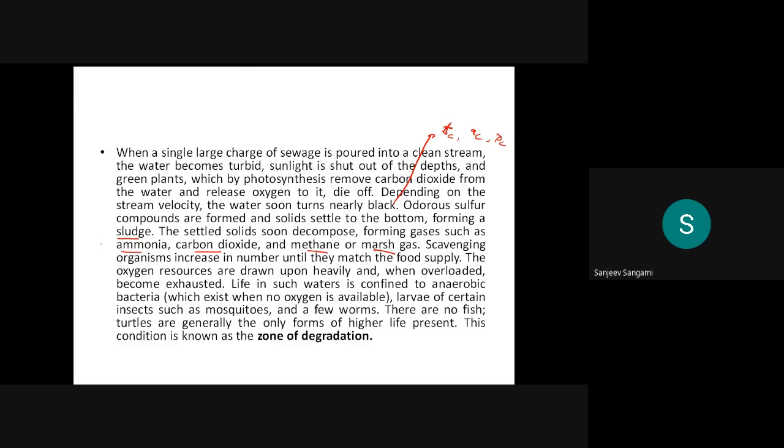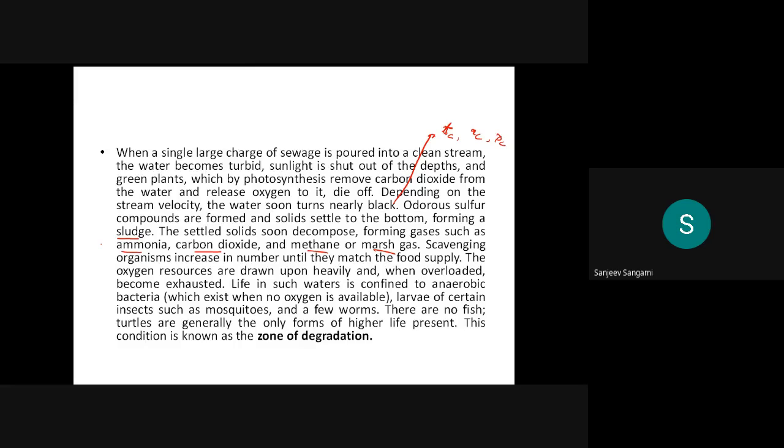Then this is the activity which is going to happen at that critical DO point. Some of the scavenging organisms increase in numbers until they match the food supply. Whatever the activity, the marsh gas, carbon dioxide, and methane gas, it is due to some activity; anaerobic bacteria are responsible for creating these things.